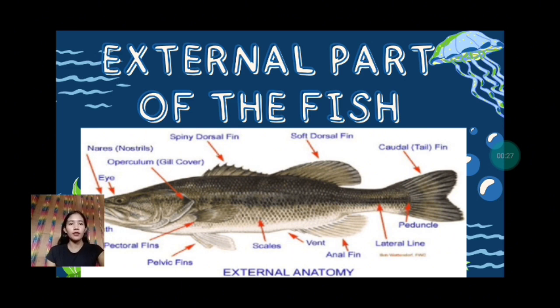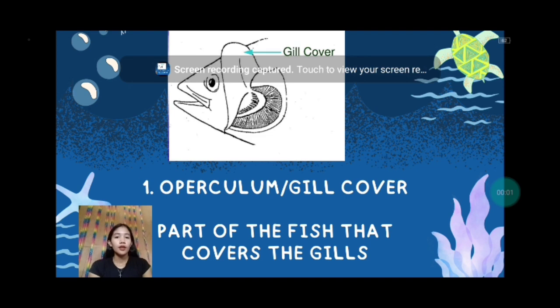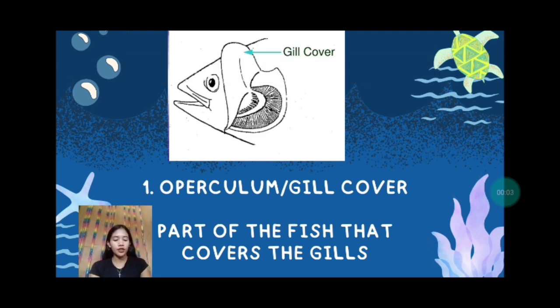But we are going to discuss first the external part of the fish, which is the upper column or the gill cover. So the gill cover or the upper column is a part of the fish that covers the gills. The gill cover of fish serves to protect the gills and regulate the flow of water for efficient respiration.